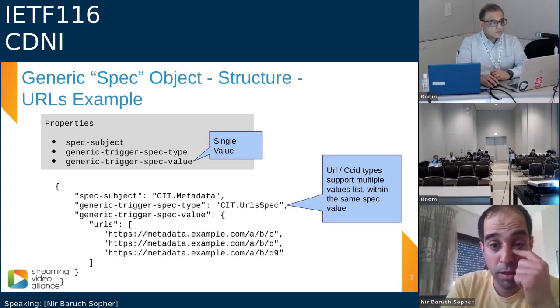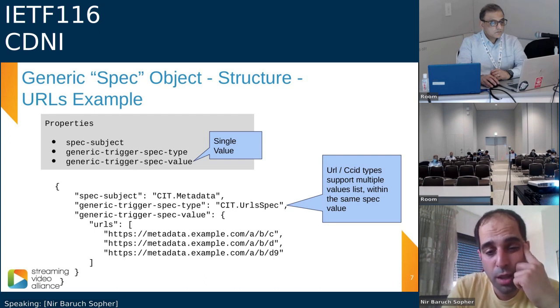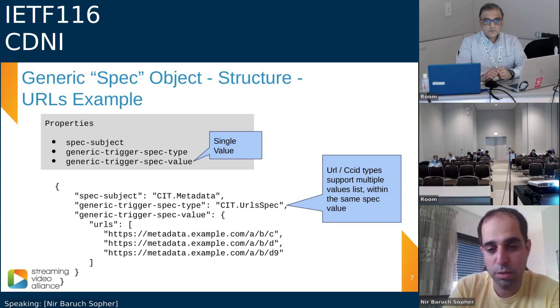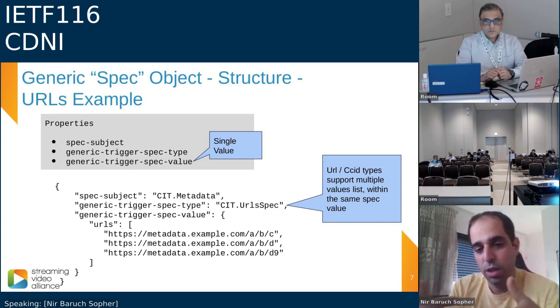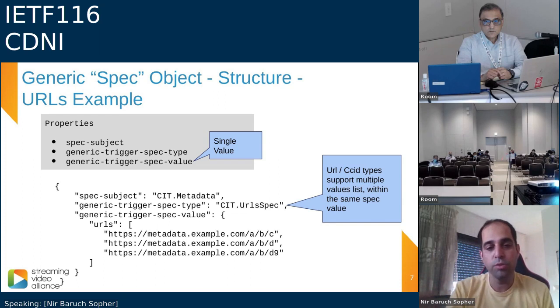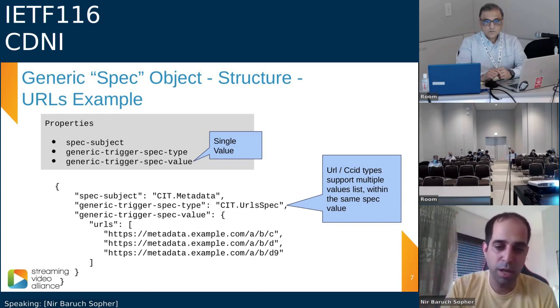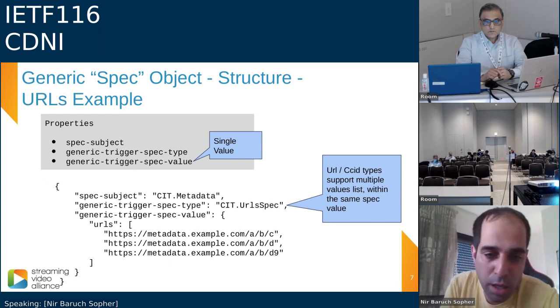Okay, another example is the URLs example. Here, inherently, the spec value is built of multiple URLs. Otherwise, it wouldn't have made sense. It can be a list of hundreds of URLs, and it won't make sense to have the entire object per URL. It's the same for CCID. Next, please.